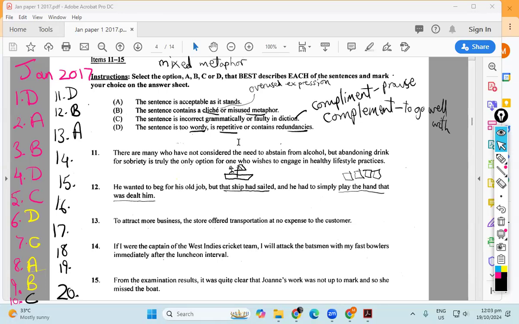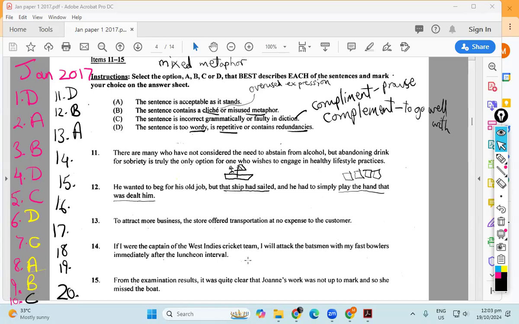All right, 14, you're not telling me C, which is correct. But can you tell me what the error is in 14? And then 15, let's look at 15. So think about it. 14, if I were the captain of the West Indies cricket team, I will attack the batsman with my fast bowlers immediately after the lunch interval.